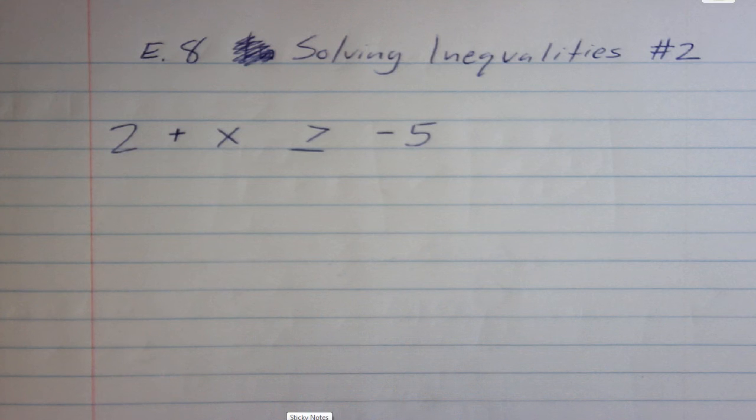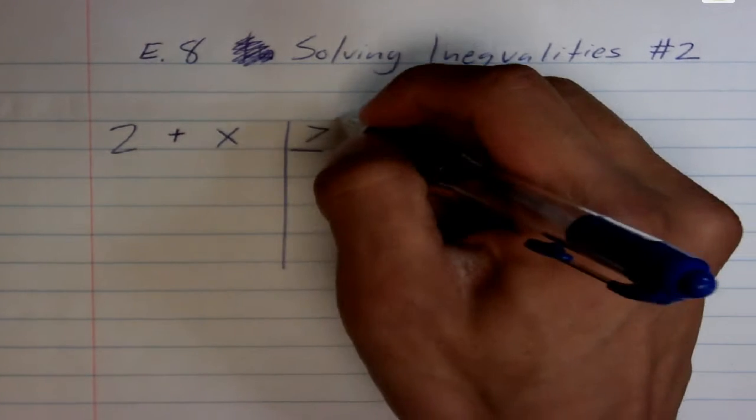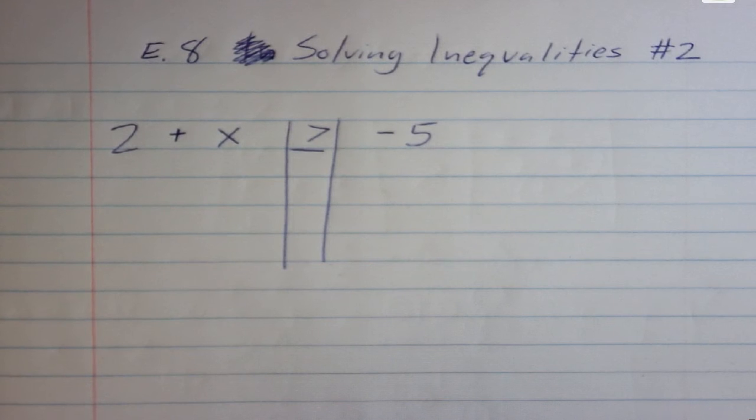All right, this is episode 8, solving inequalities number 2. We're not going to draw any pictures or models with these. We're just going to solve them out like we've been doing with the Dragon Box method, all right? So what you want to do here is make two sides of our equation. Put little lines down. We have two sides.